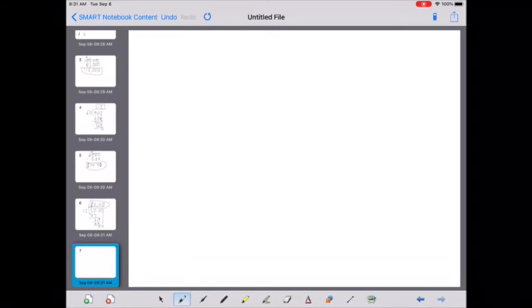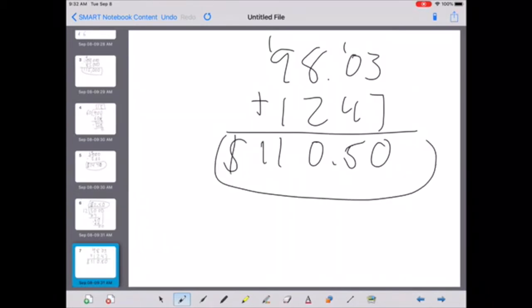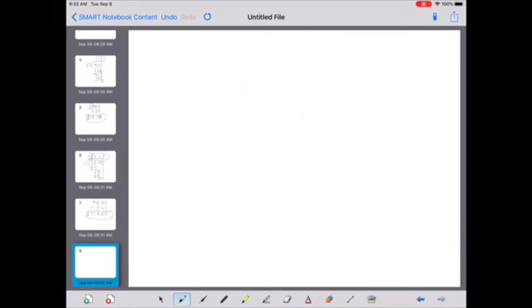Number 15, missing the first in subtraction, I add. Remember, the S's go. Second still subtract, so first means addition. So I got $98.03, and I'm going to add to it $12.47. 3 and 7 is 10, 1 and 4 is 5, decimal straight down. 2 and 8 is 10, 1, 9 and 1 is 11. I have $110.50.